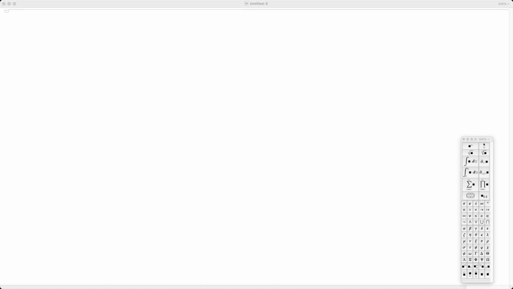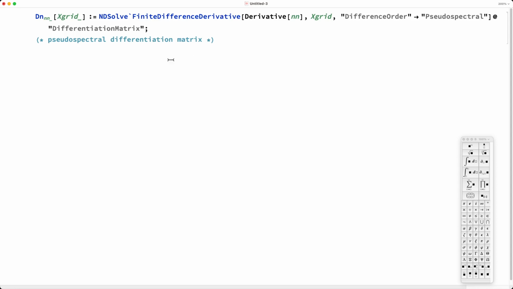Okay, so we want to solve a PDE. The first element we need is a differentiation matrix. If you go back to the video that described finite differencing or pseudospectral differentiation or numerical differentiation, you can see that we can use this Mathematica command to construct the differentiation matrix of any order n. And in this case, I've chosen to use pseudospectral methods for differentiation.